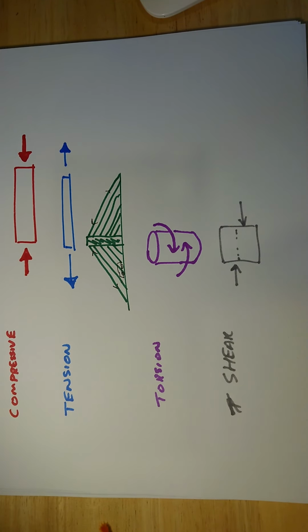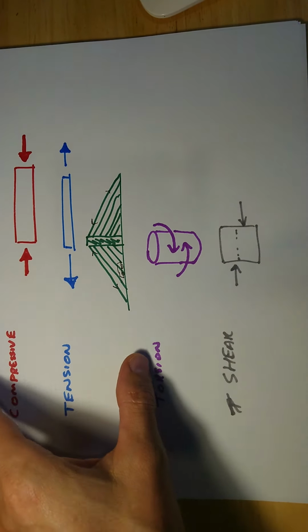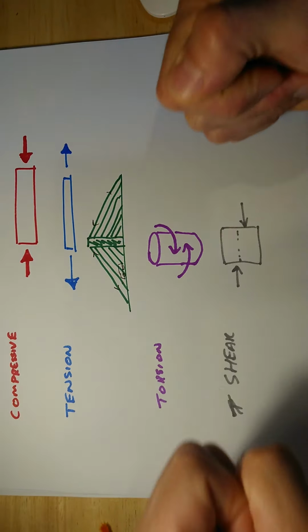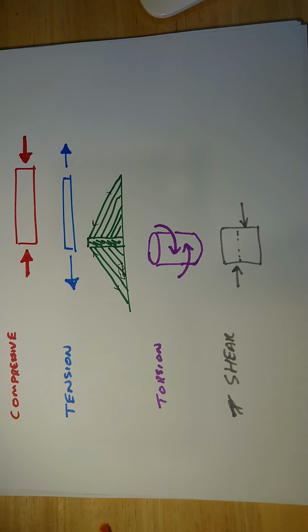So a shear force goes across. Torsion, trying to twist it. Compressive, when you're pushing something together, and tension, when you're pulling it apart. There are four main types of forces we look at. We can tend to categorize most forces into those four. So they're the key ones for us to remember.